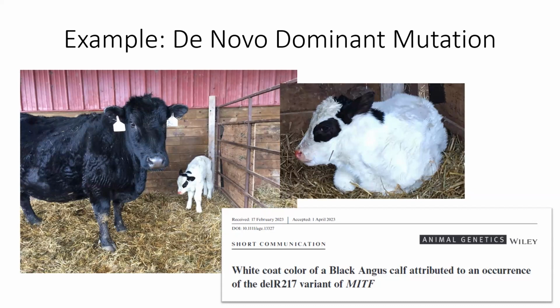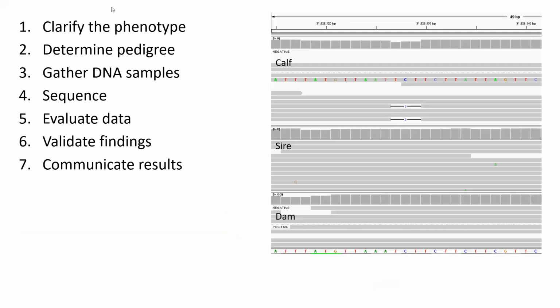But we parent verified, and both parents are purebred Black Angus. And so in this case, we did whole genome sequence. We clarified the phenotype, which was that the calf is white and he shouldn't be. Determined the pedigree, you got DNA, whole genome sequence, mom, dad, and the calf. And here's what we found.